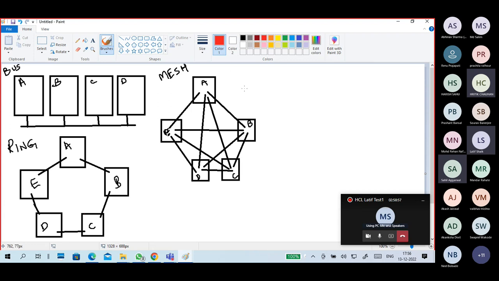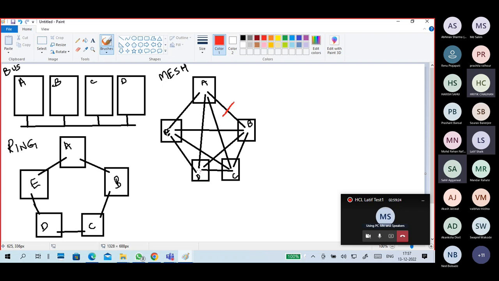It is very complex and difficult to troubleshoot, but highly redundant. For example, if this wire is broken, all other communications go on. Like in a bus topology, if the backbone wire is gone, further communication will stop. But here, all are communicating with each other, even if the one wire between A and B is gone and direct communication is not there.